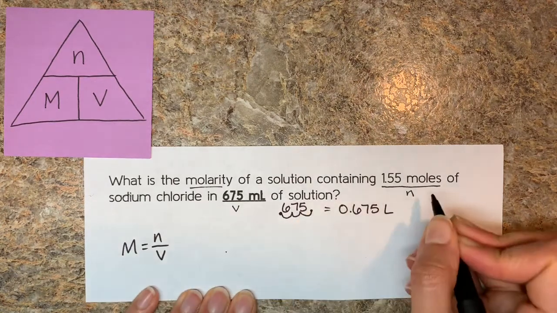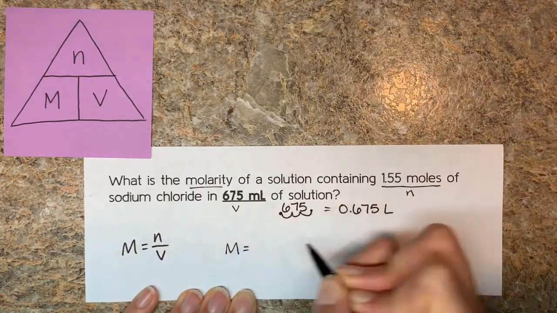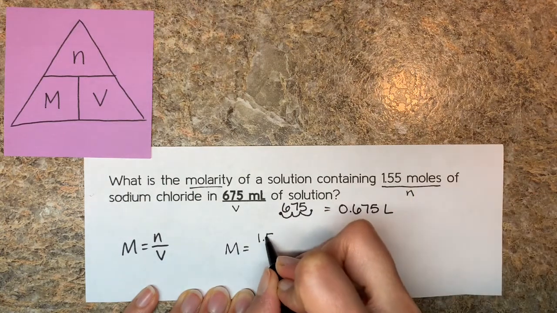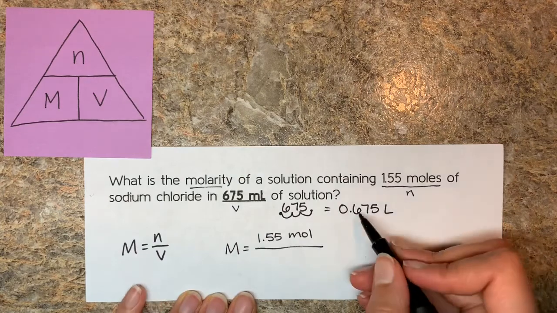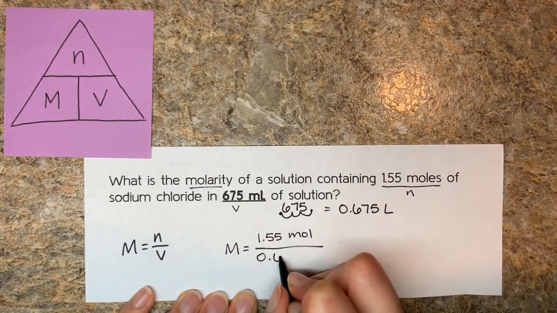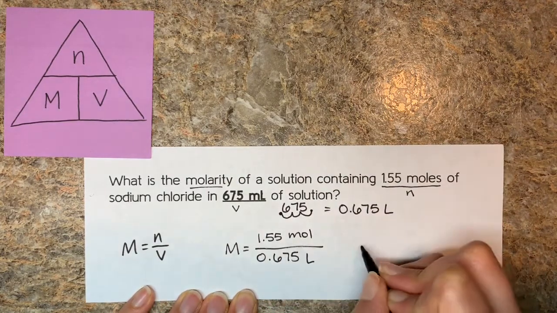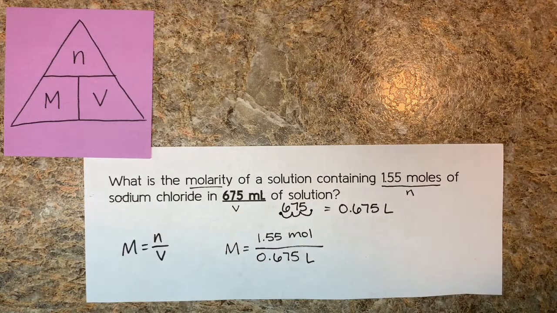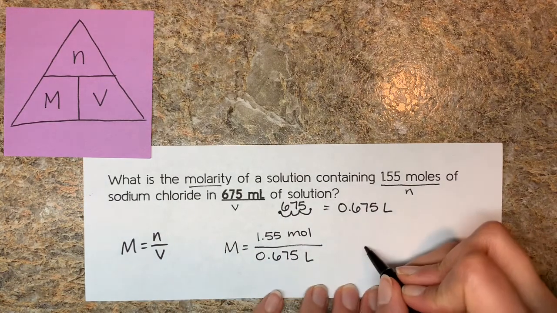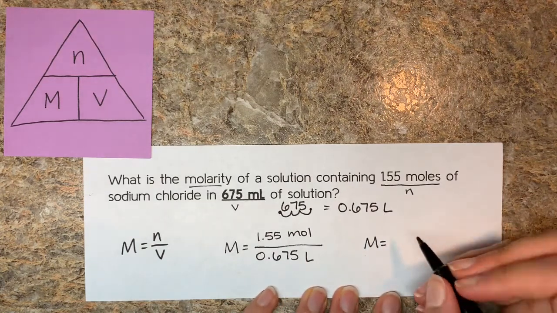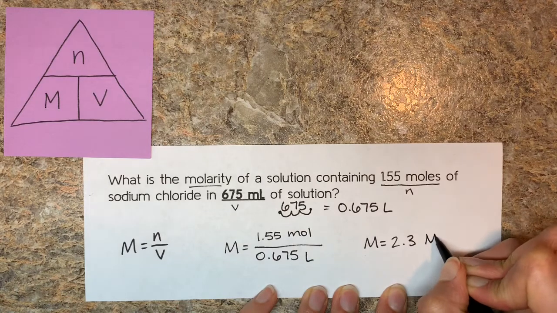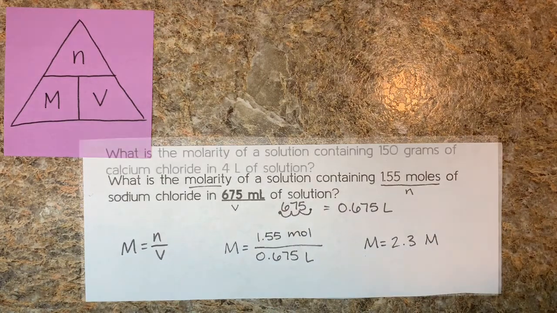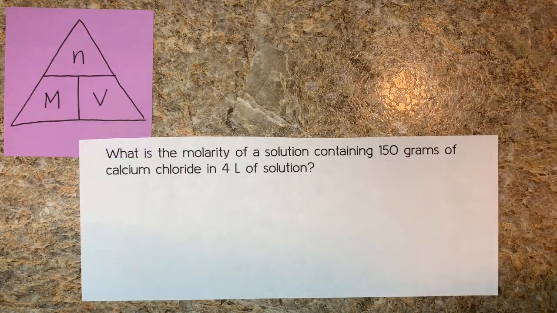So I'm going to plug these numbers in. M equals 1.55 moles divided by 0.675 liters. I'm going to plug that into my calculator, and I should get a molarity for this solution around, we'll round to 2.3 molar. Let's try another practice problem.